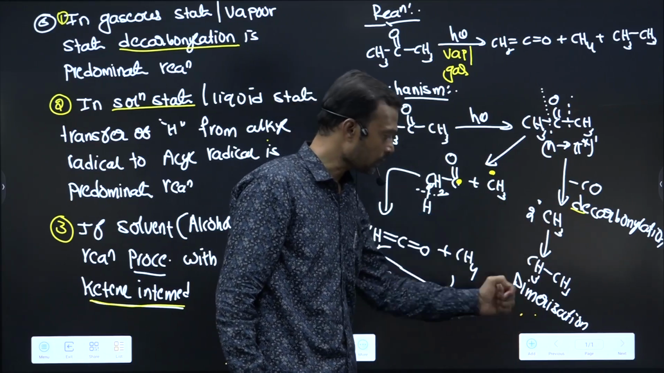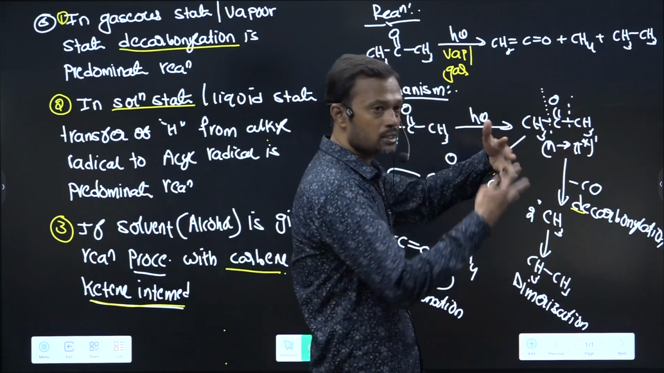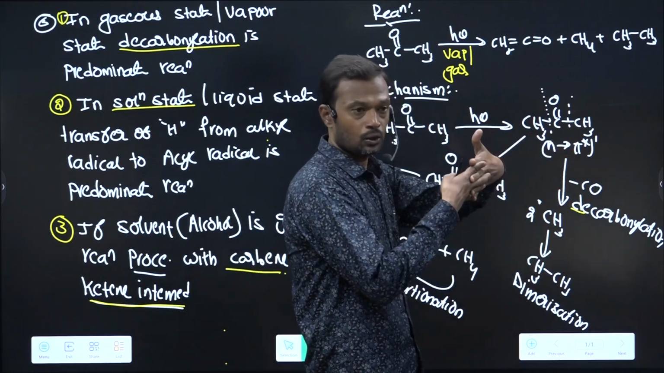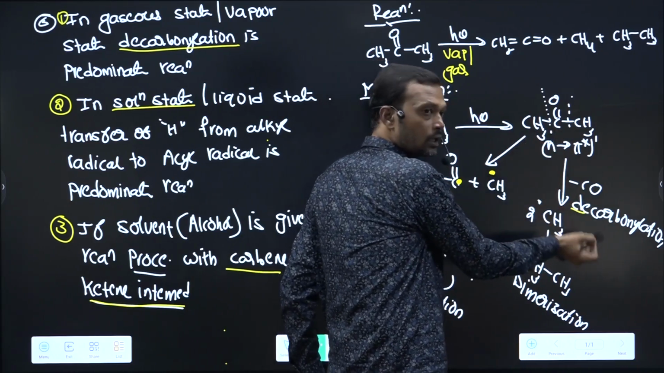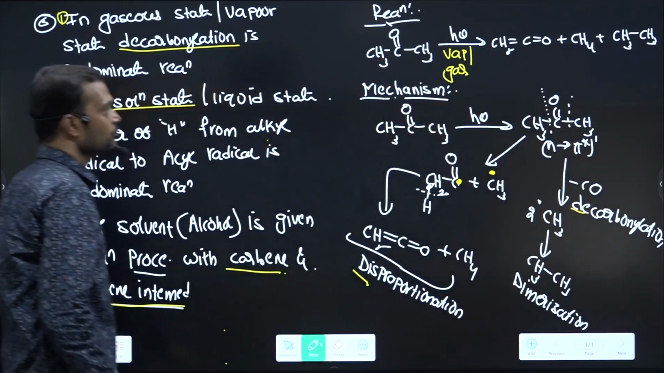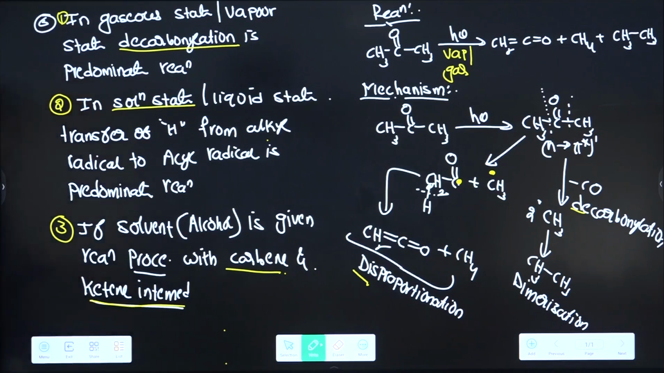Dimerization never takes place without decarbonylation. See, I want to make a dimer. These two methyls I want to combine together. This is possible only if I remove CO. Loss of CO is nothing but decarbonylation. If the physical state is not mentioned, think about the vapor phase only.